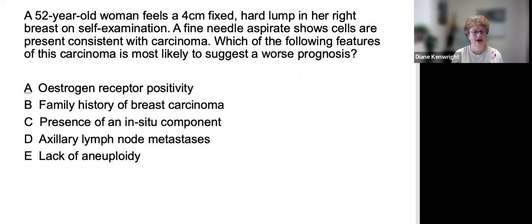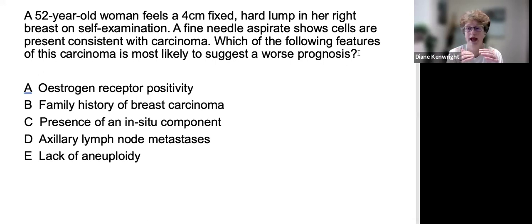Okay, and then another MCQ. Here we have an older woman with a 4 centimeter, large, fixed, hard lump in her right breast on self-examination. Now we know that this is a typical presentation of cancer. FNA shows the cells are consistent with cancer. In other words, pathology has confirmed cancer. Which of the following features of this carcinoma is suggesting a worse prognosis?